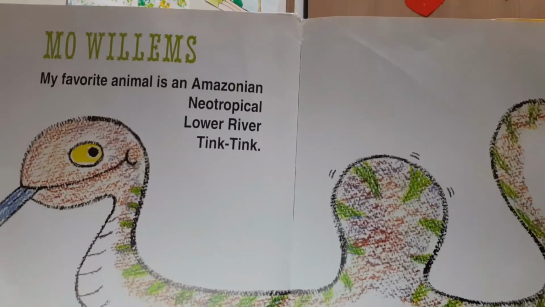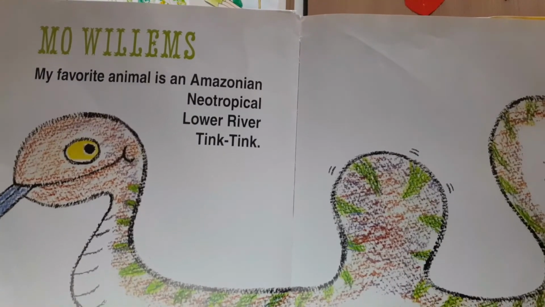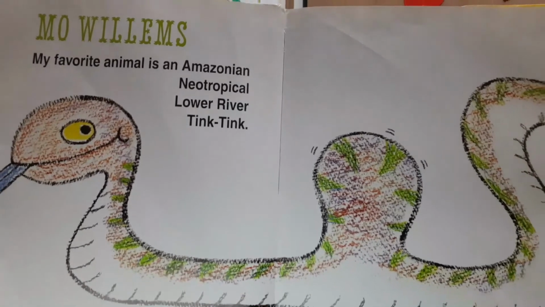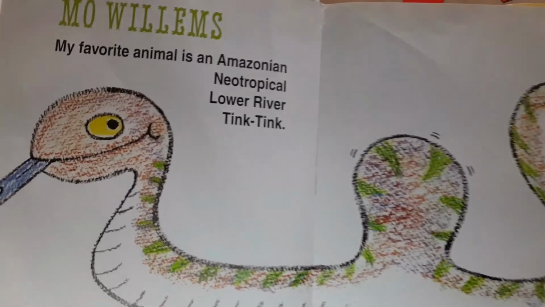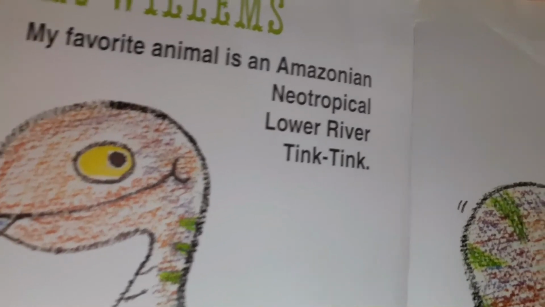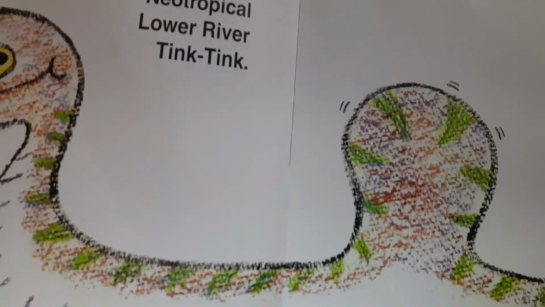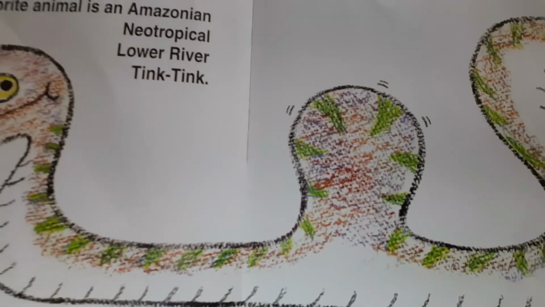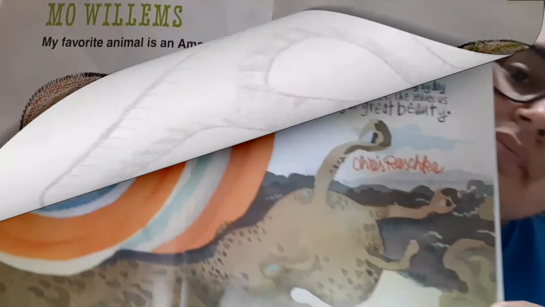Mo Williams. My favorite animal is an Amazonian near tropical lower river tinky tinky. It is also this snake's favorite animal.